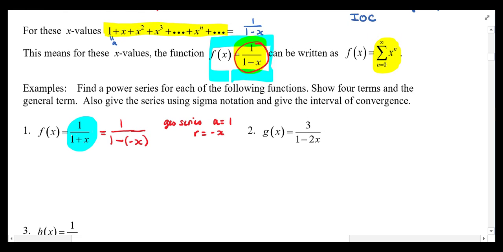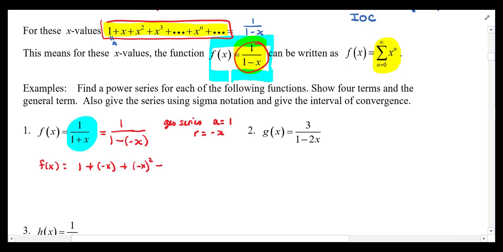So what that means is if I want to write out the terms, it would be this form here that I'm boxing in red. I would say f of x is equivalent to 1 plus, now instead of it being positive x, I know that my ratio here is negative x, so negative x, and then plus negative x all squared, and then plus negative x all cubed, and so on. Which is the same thing as 1 minus x plus x squared minus x cubed, and don't forget plus dot dot dot.